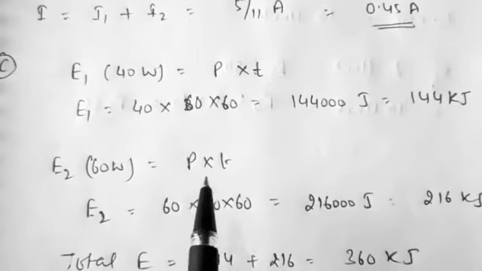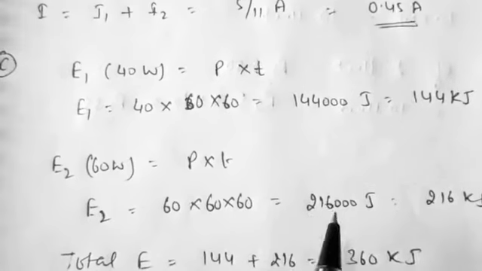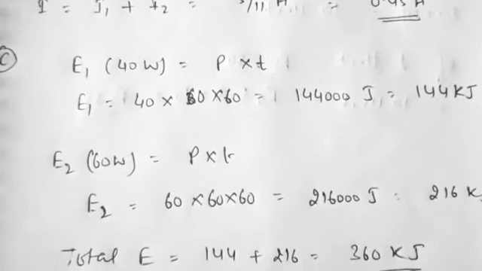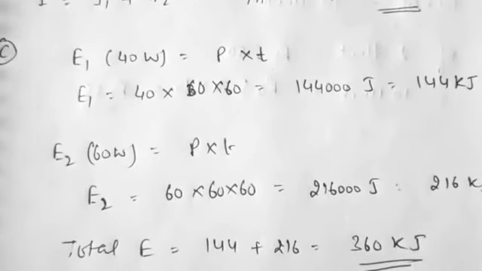Similarly for 60 watt, power is 60 watt and time is 60 into 60 seconds. It came to be 216,000 joule, that is equal to 216 kilojoule. So the total energy comes to be E1 plus E2, that is 360 kilojoule.